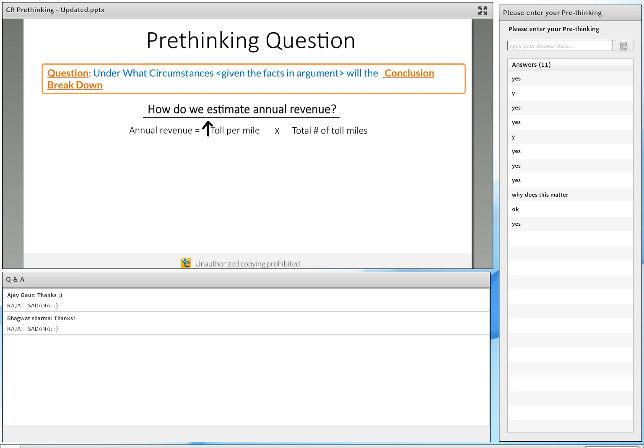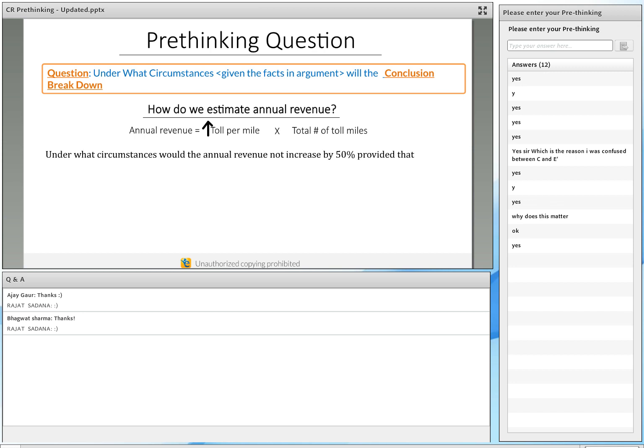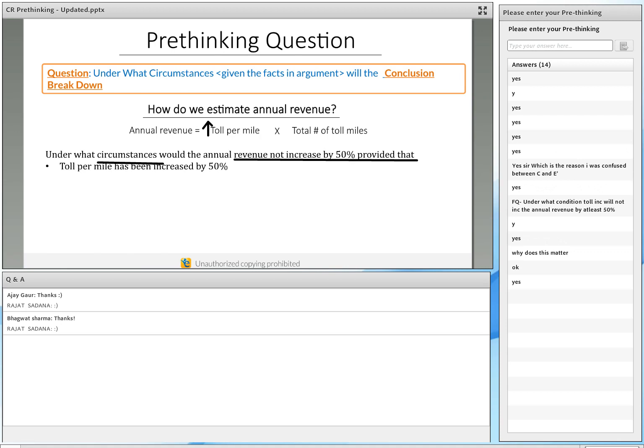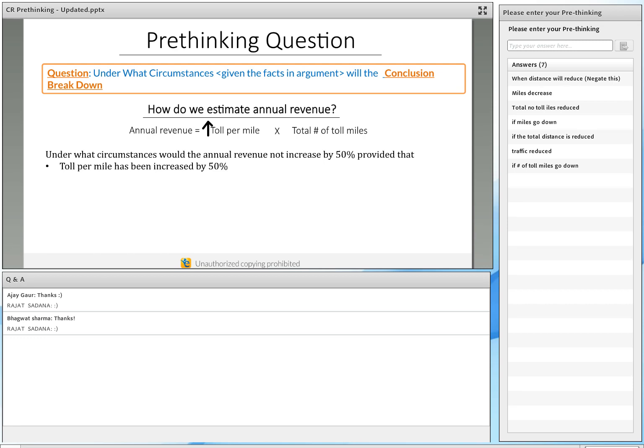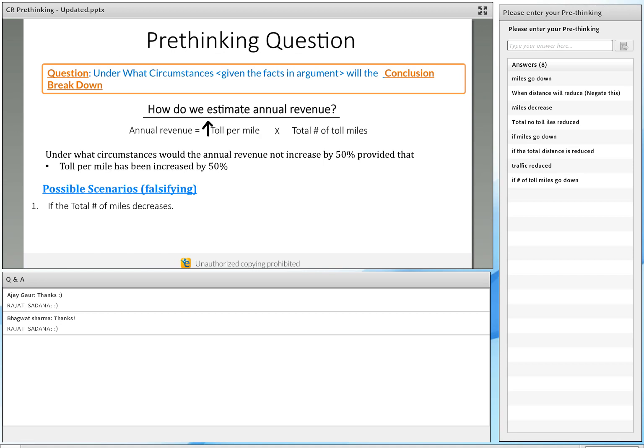We already know that the toll per mile is going to go up by 50%. Okay, that's given to us. So let's ask our falsification question. Under what circumstances would the annual revenue not increase by 50%, given that the toll per mile will increase by 50%? If the total number of miles goes down, that's the only scenario when you look at this.